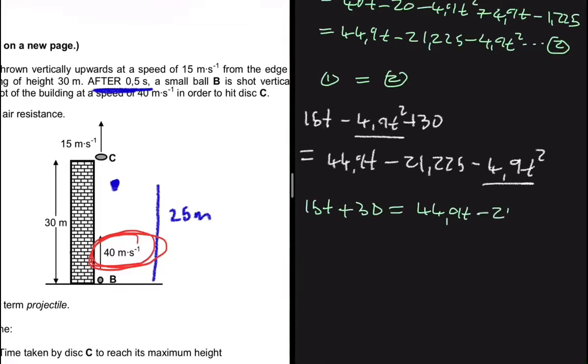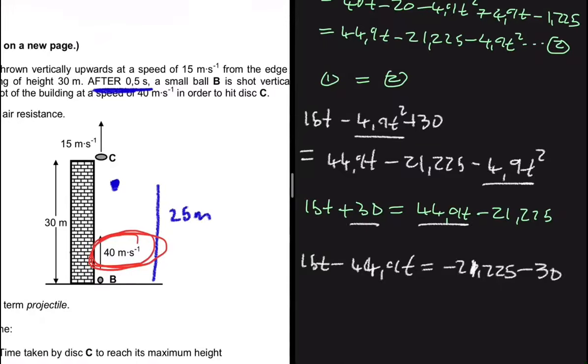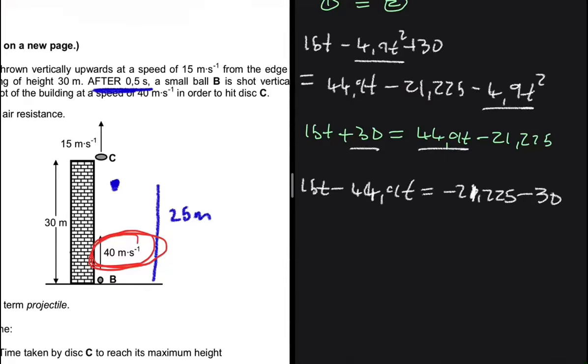44.9t minus 21.225. So we can take this term to the left-hand side and this term to the right-hand side. So we're going to have 15t minus 44.9t being equal to minus 21.225 minus 30, right? If you go and do the math, you're going to get t being equal to 1.71 seconds. So the two objects, they strike each other after 1.71 seconds.